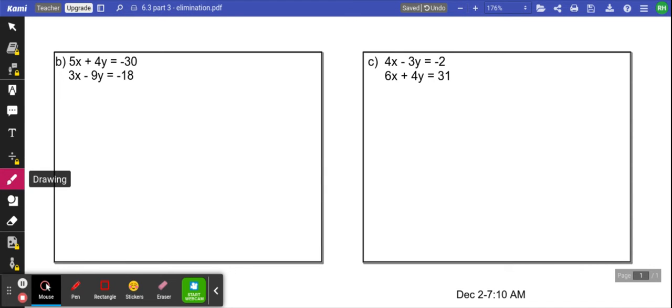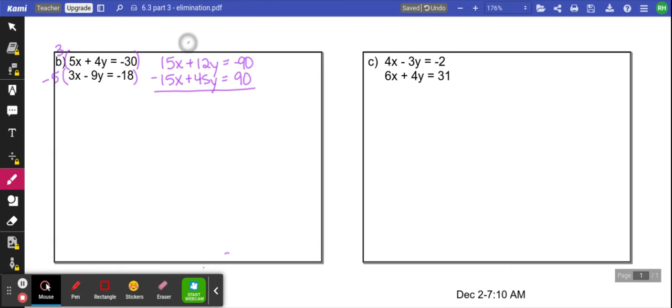Here we go. I have 5 and 3, so again, we could do the exact same thing again that we already did, or 4 and 9. Well, 4 and 9 don't share anything except 36, so I'm going to go ahead and use the x's with 5 and 3. So the top, I'm going to multiply by 3, and the bottom, multiply by 5, and one of them has to be a negative. It doesn't matter which one. I usually always pick the bottom. So here we go. 15x plus 12y equals negative 90. Through the bottom, negative 15x plus 45y equals 90.